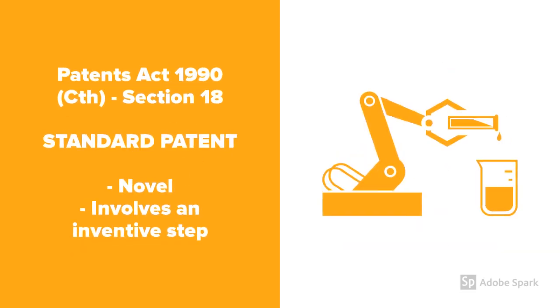The first type of patent is a standard patent. A standard patent must be novel and must involve an inventive step. This means that the invention is not an obvious thing for someone that is knowledgeable and experienced in the field of the invention. Essentially, the invention must differ from any existing technology. It must be a brand new invention.